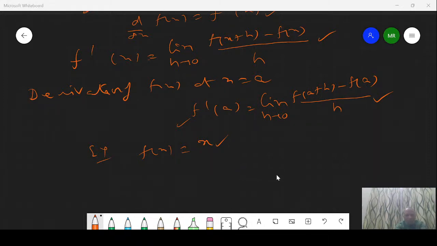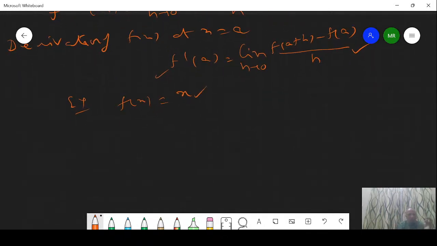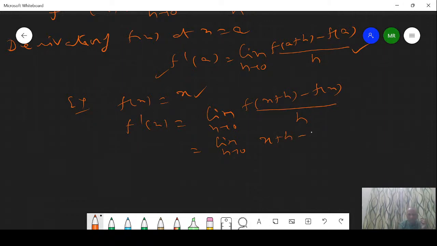When they are asking f dash of x where f of x is equal to x, use the first principle. Then I can write f dash of x is equal to limit h tends to 0, same formula, f of x plus h minus f of x by h. Now the function is f of x equal to x, so f of x plus h means replace x with x plus h. You will get x plus h minus x by h. x will get cancelled. Limit h tends to 0, h by h. Limit of a constant is constant. We know that. That means the derivative of f of x is equal to 1 when f of x equals x.